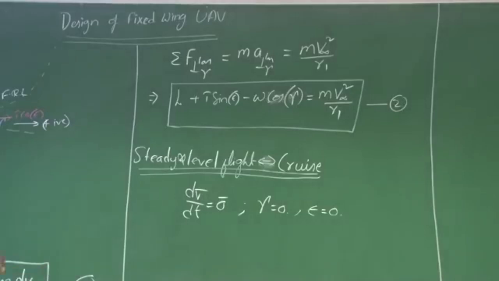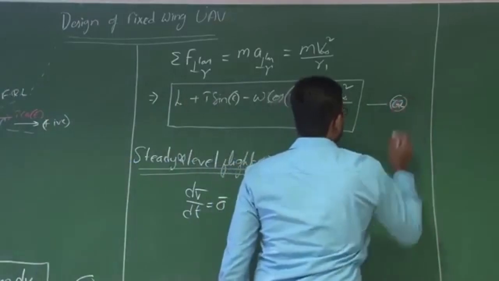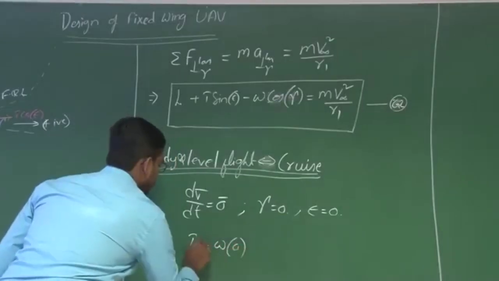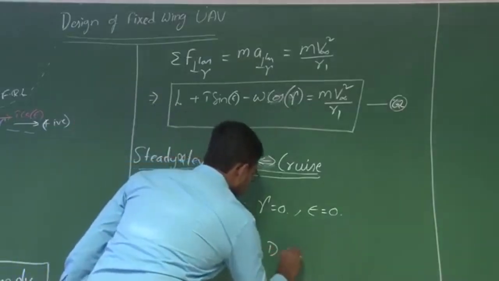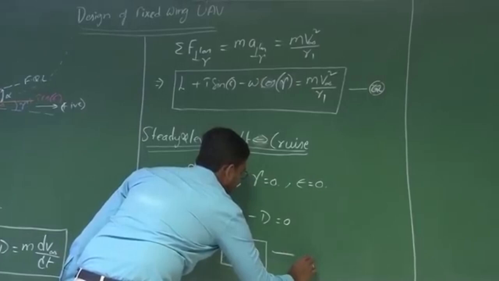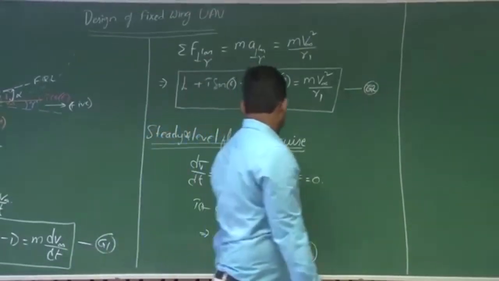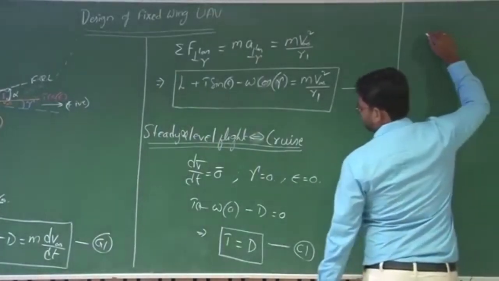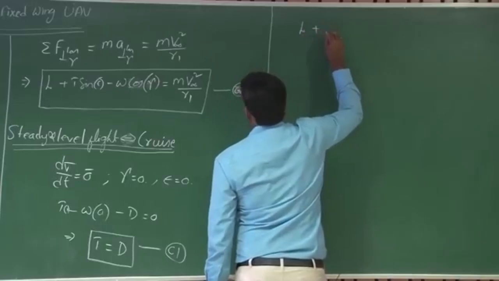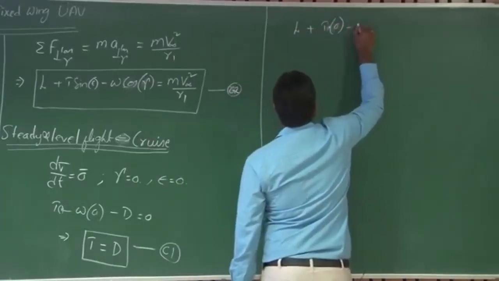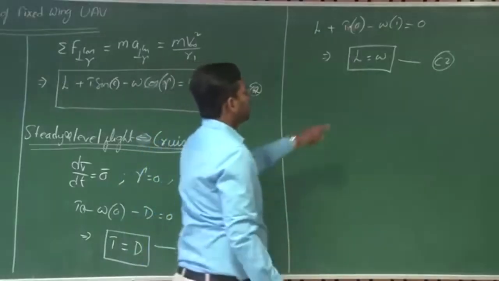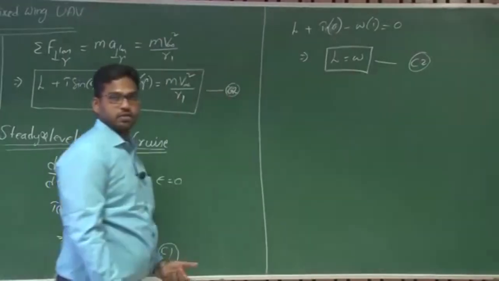Now with these assumptions, equations G1 and G2 reduce to the following. T minus W into 0, T into 1 minus W into 0 minus D is equal to 0. That implies T is equal to D, my first equation of level flight. Let it be cruise 1, the first equation in cruise. And now substituting these conditions in G2, we have L plus T into 0 minus W into 1 is equal to 0. That implies lift is equal to weight. So the weight is balanced by the lift and the drag is balanced by the thrust in a steady level flight.